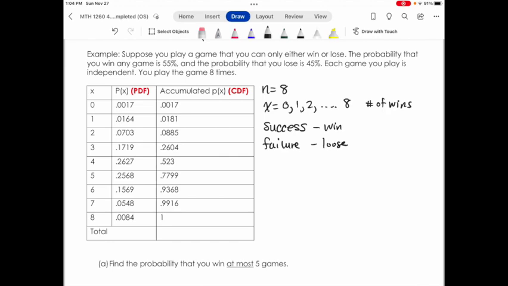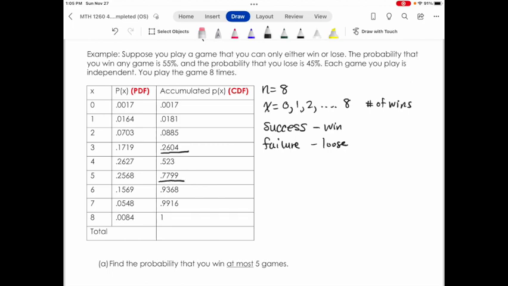It might be off a little bit because of rounding, but it should come out pretty close when we add it up and get 1. Now, for the accumulated probability, for example, if I look at x equals 3 in the accumulated column, which is the CDF, that means I took all of the PDFs from 0 to 3 and added them up. So 0.0017 plus 0.0164 plus 0.0703, and then finally 0.1719. I added all of those up and got 0.2604.